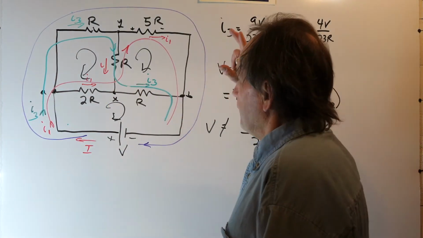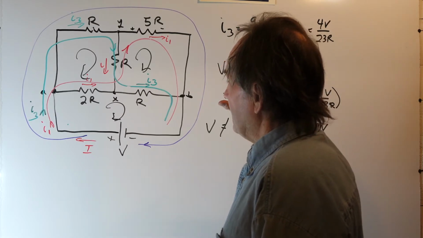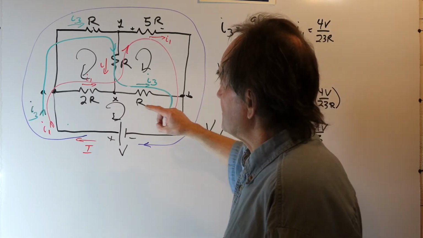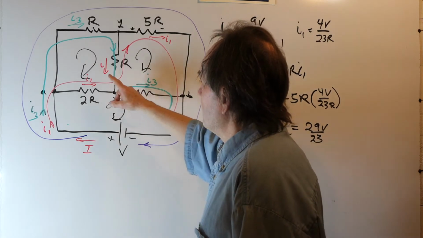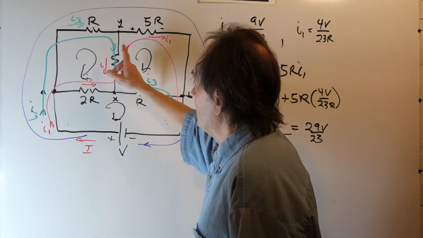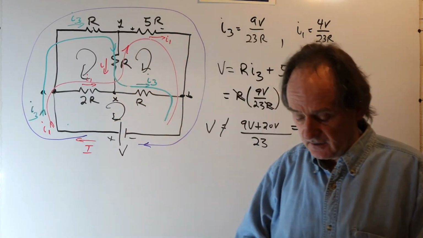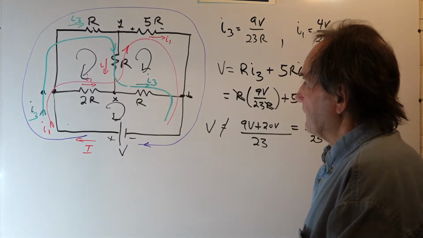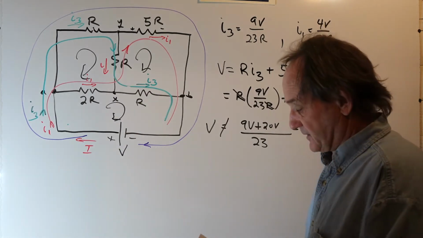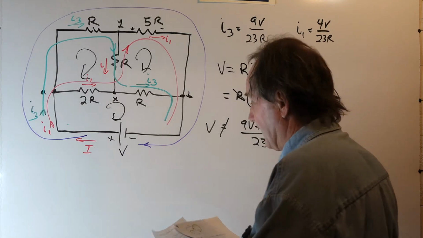But to end up with a consistent set of equations, you have to have as many arbitrary currents as you have loops in the network. But there is a way around this, and I'll show you that now.